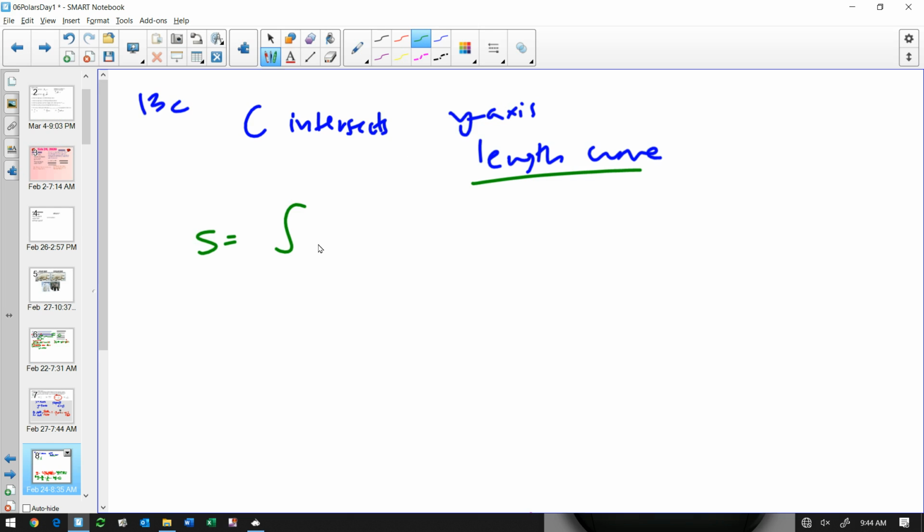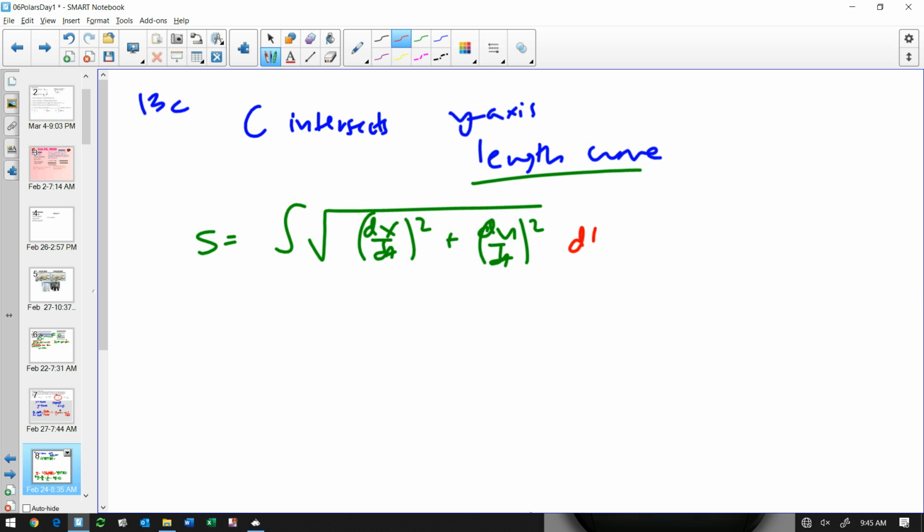S is equal to the integral of the square root of dx dt squared plus dy dt squared. Okay, question. Is this a dt or is this a dx? Okay, it is a dt, and that's super important. Because if this is a dt, then this is time 1 to time 2.